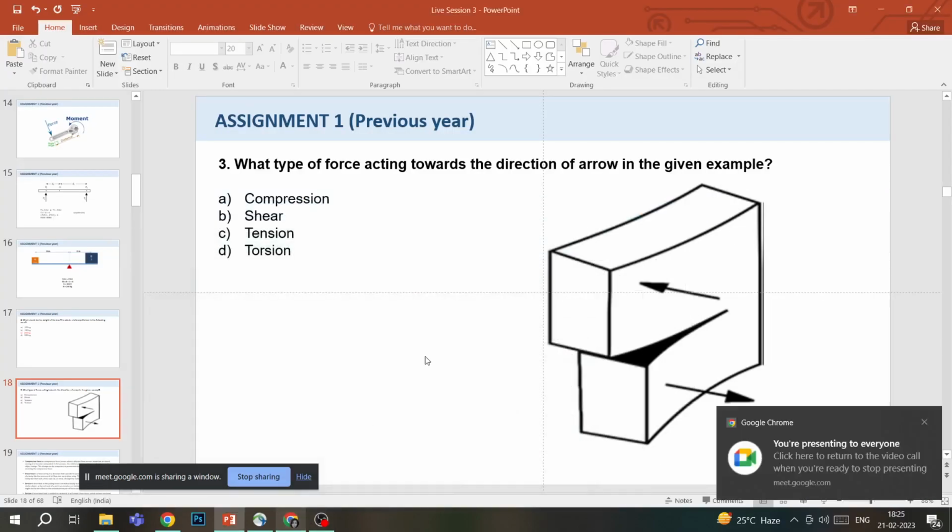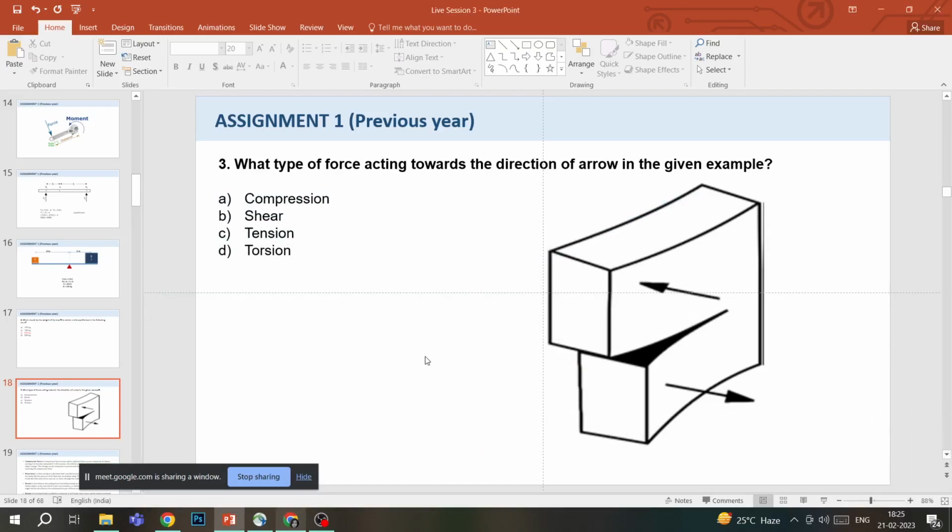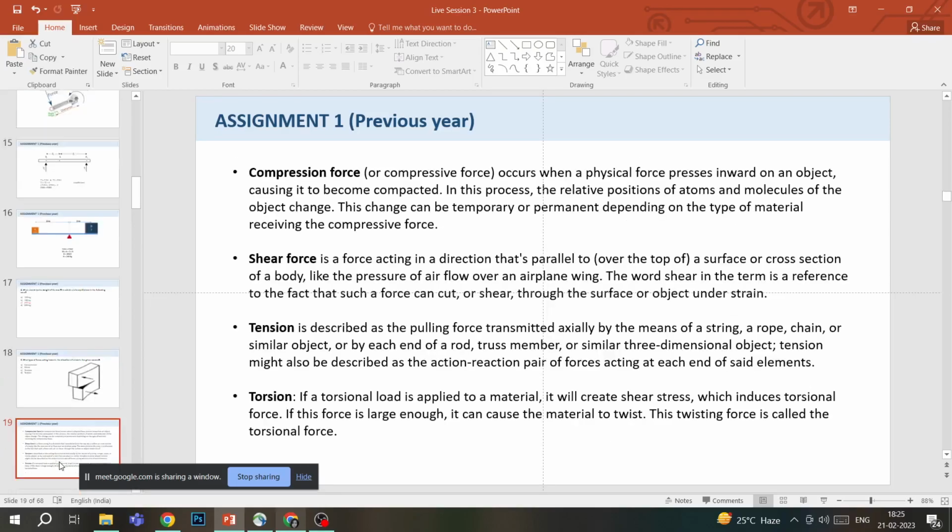Moving to the third question. What type of force is acting towards the direction of the arrow in the given example? The options given here are compression, shear, tension and torsion. To be able to answer this question, we should know all these four kinds of forces. So we have compression, shear, tension and torsion, and we have this image.